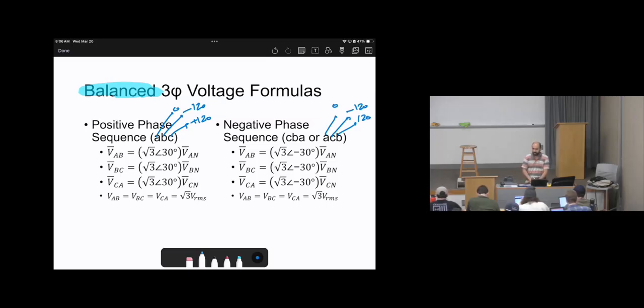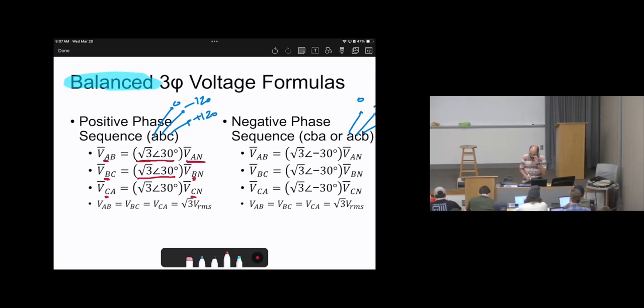Then, if the system is balanced and positive sequence, we can calculate VAB by saying square root of 3 angle 30 degrees times VAN. So the first letter A times VAN. The second one, VBC, will be square root of 3 angle 30 times VBN, because the first letter is B. Then VCA, whose first letter is C, is root 3 angle 30 degrees times VCN. Okay?